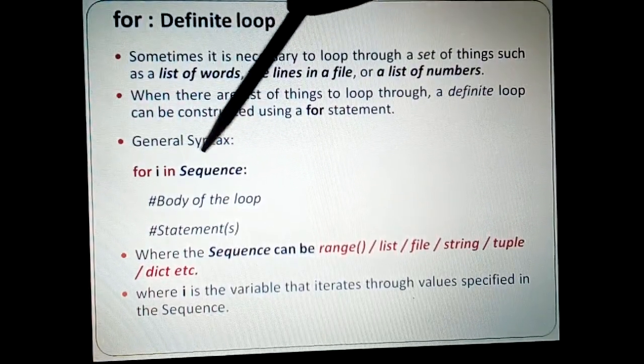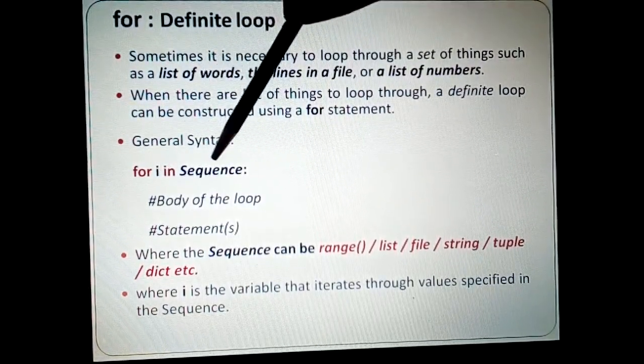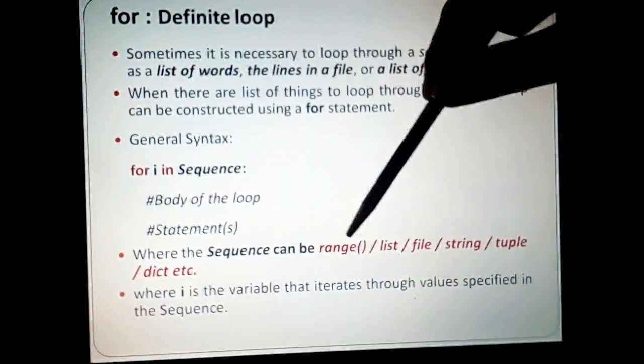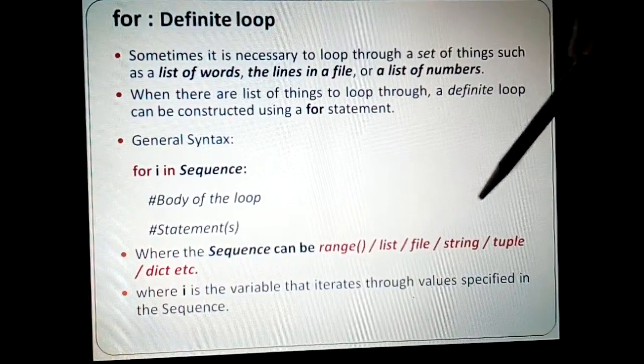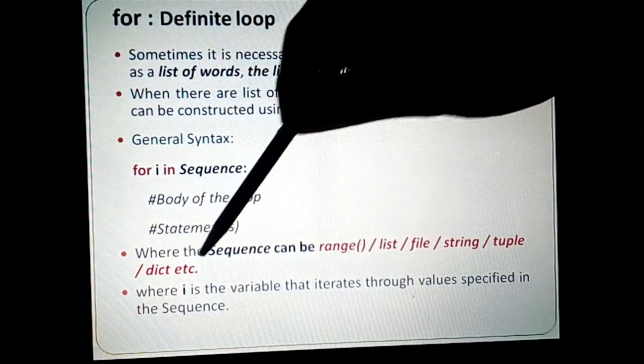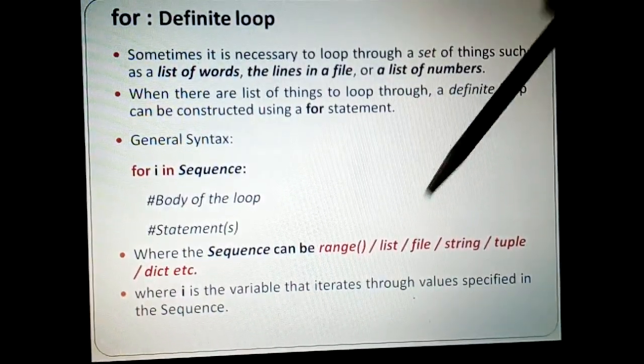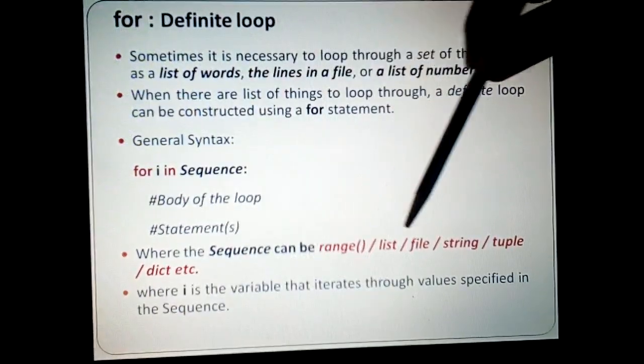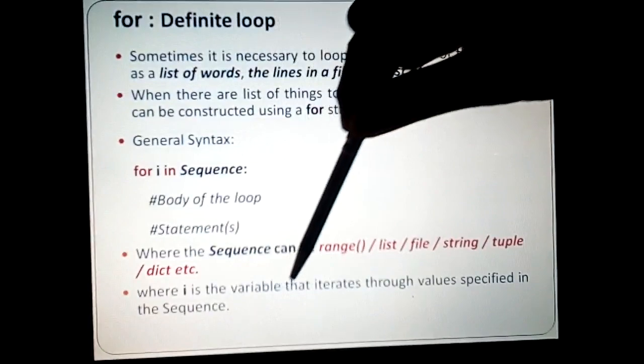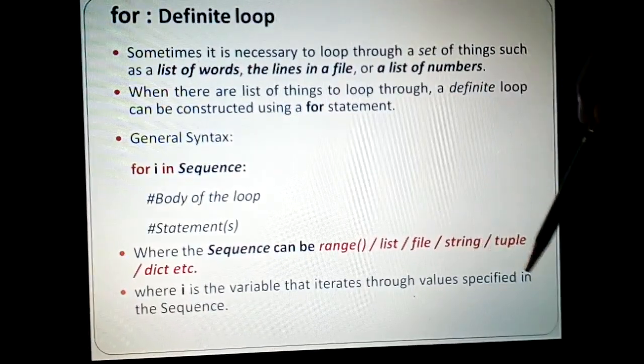for i in sequence. So what is the variable i in this sequence? The sequence can be a range, list, file, string, tuple, dictionary, etc. These other things you will understand in the subsequent sessions, but for the time being, we understand that the sequence can be any one of these. Now what is the meaning of this? Here i is the variable that iterates through values specified in the sequence.